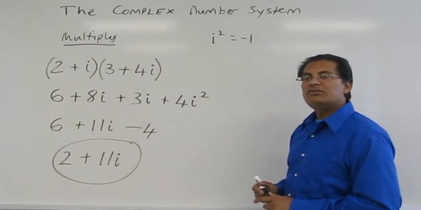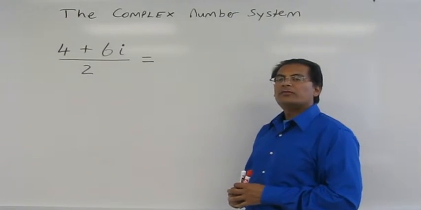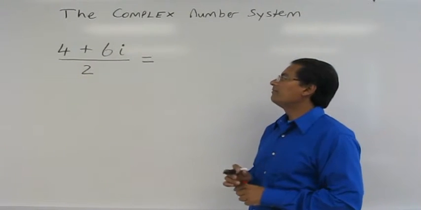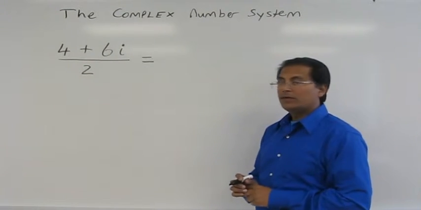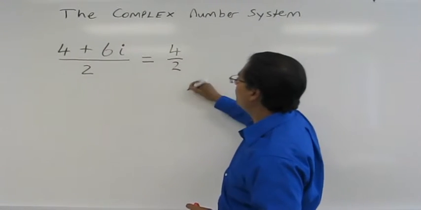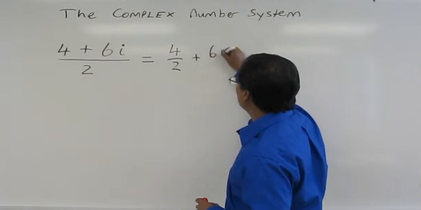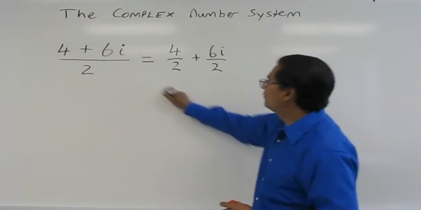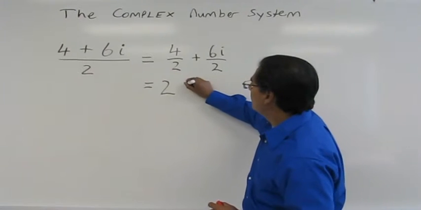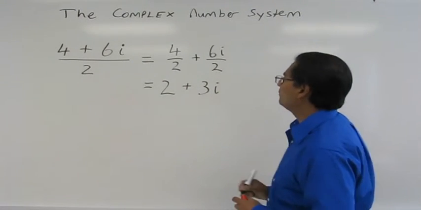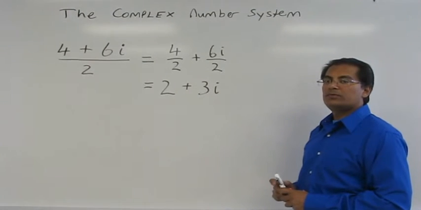Now let's look at some division. Suppose we want to do the division 4 plus 6i divided by 2. Well, we could divide 2 into both terms on top, so that's 4 divided by 2 plus 6i over 2. And 4 over 2 is 2, plus 6 over 2 is 3, but you have that i there. So that would be simplified to 2 plus 3i.